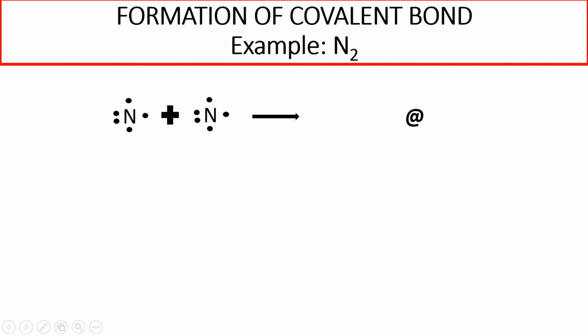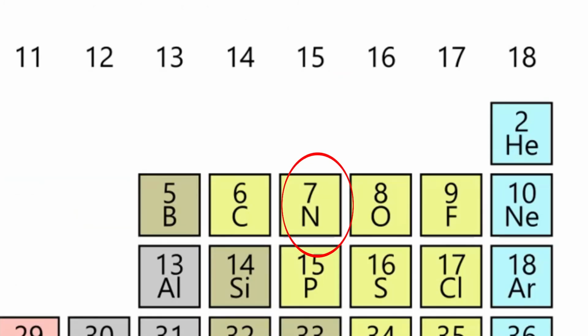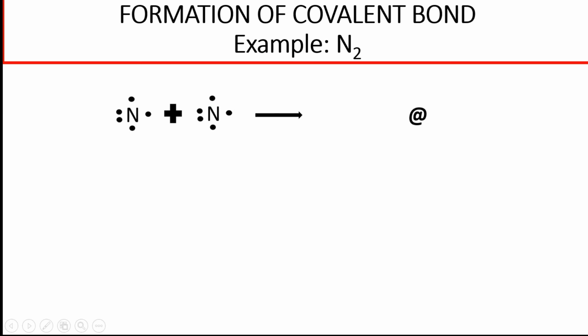Group 15 needs to share and needs another 3 electrons in order to achieve the configuration the same as noble gas. When we look here, nitrogen has 7 electrons. The nearest noble gas is neon, which is 10. So each nitrogen needs another 3 electrons in order to achieve stable noble gas configuration. The nitrogen on the left side needs 3 electrons, and the nitrogen on the right side also needs 3 electrons.